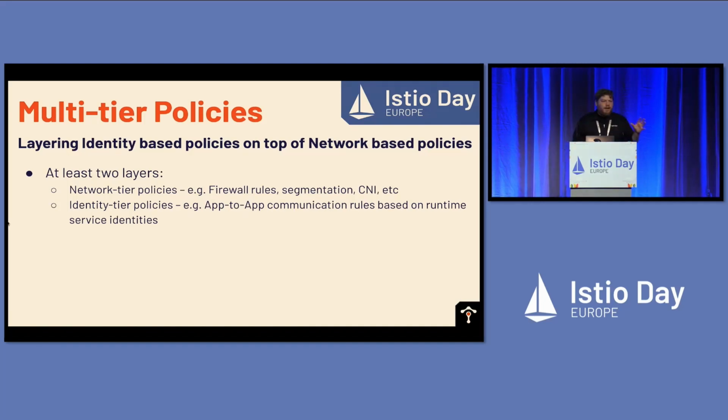And so in broad terms, there are two types of policy that we've largely talked about in all the talks today. We talked about network-oriented policy, right? Things like the firewall rules, the egress rules that are based on IP address, that are based on network location. And we've talked extensively about identity-tiered, or identity-based, policies as well, which is the bread and butter of what Istio does.